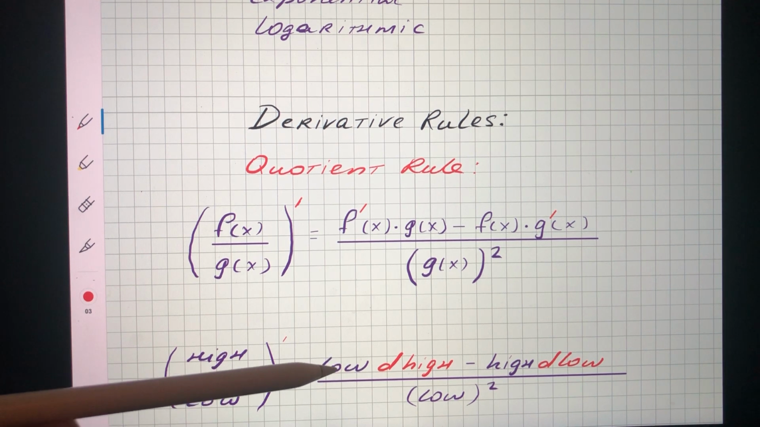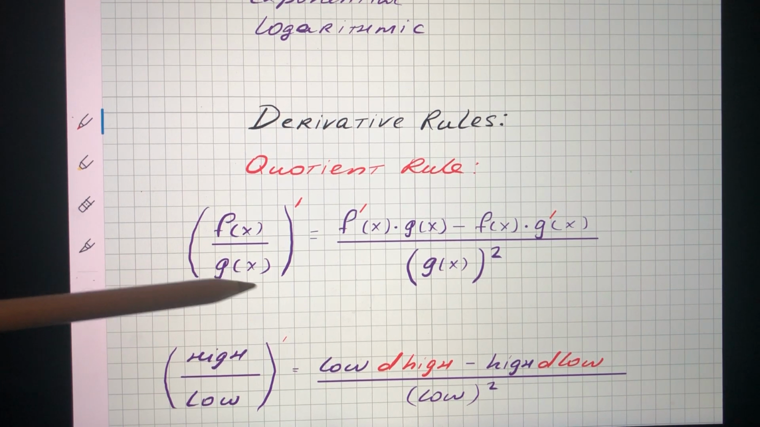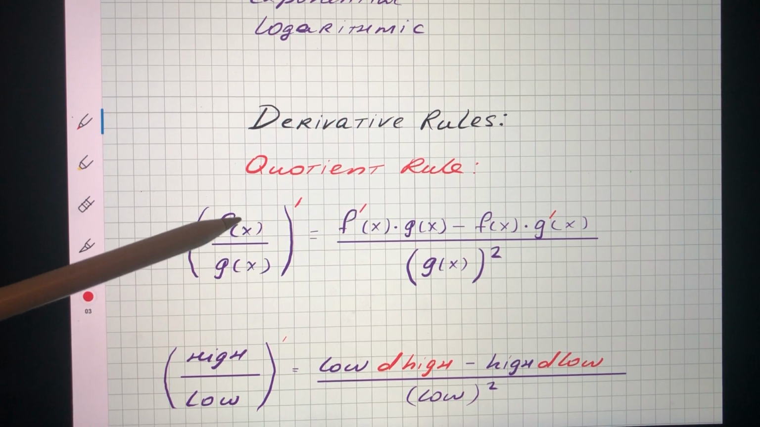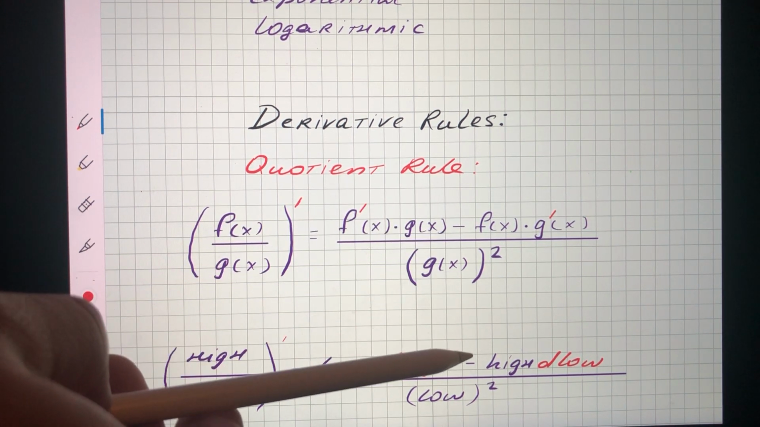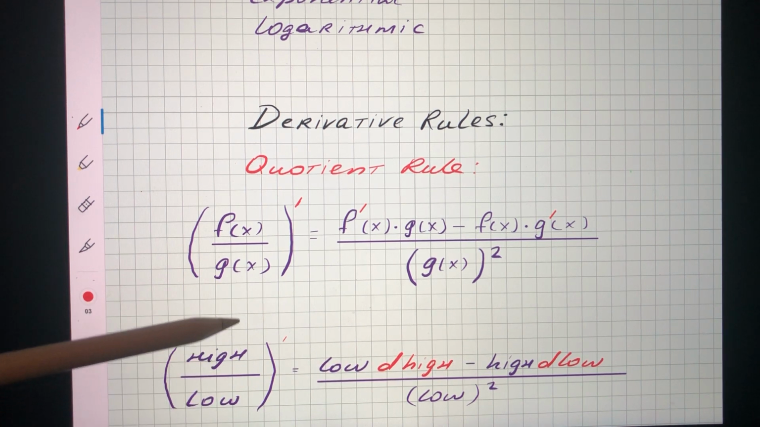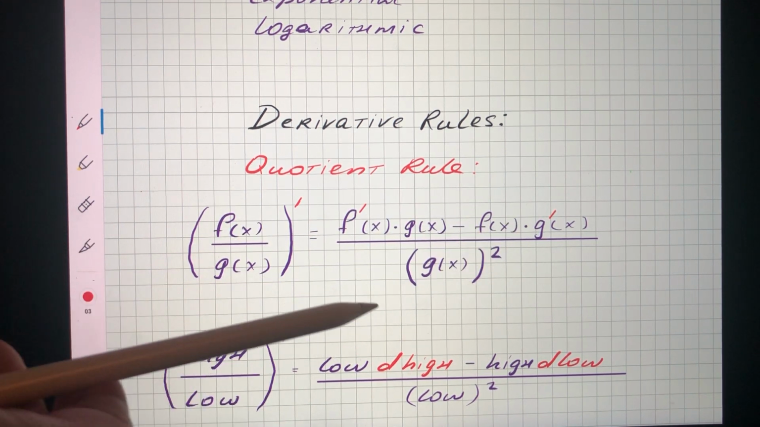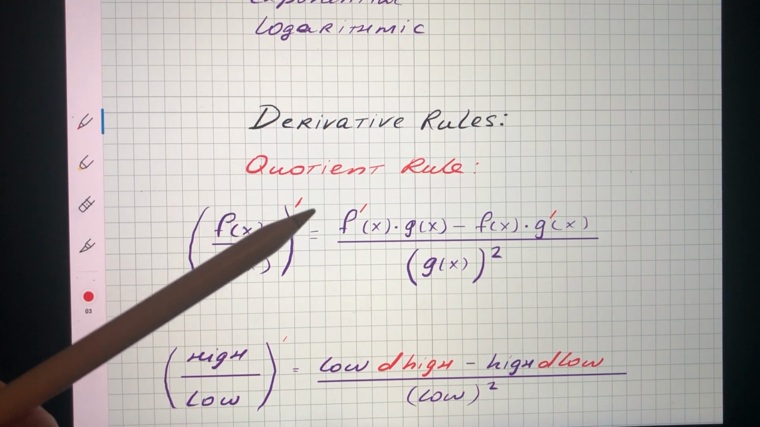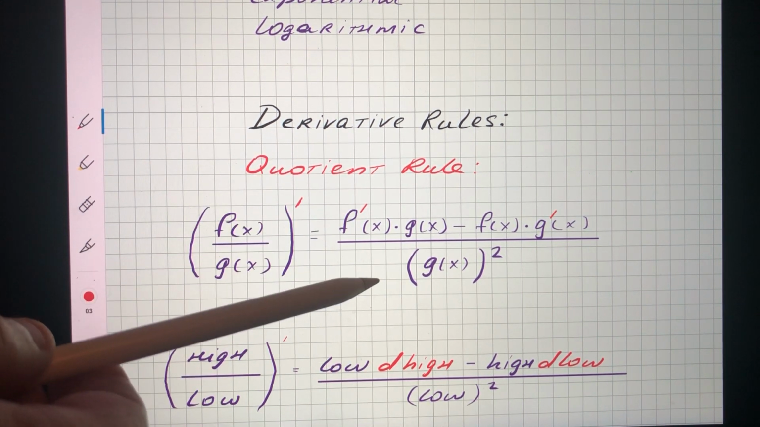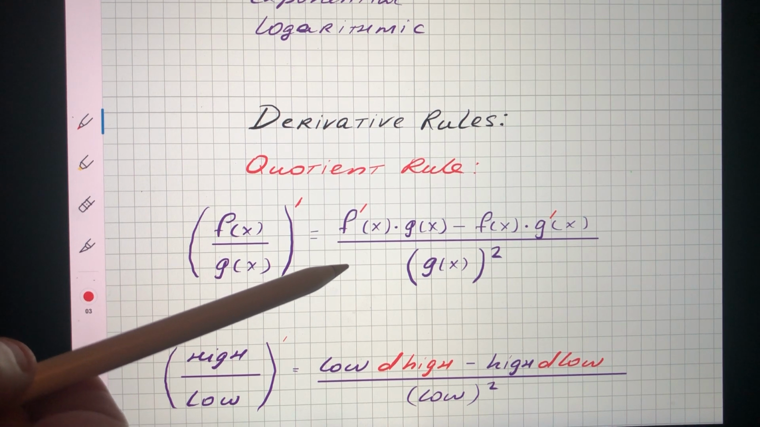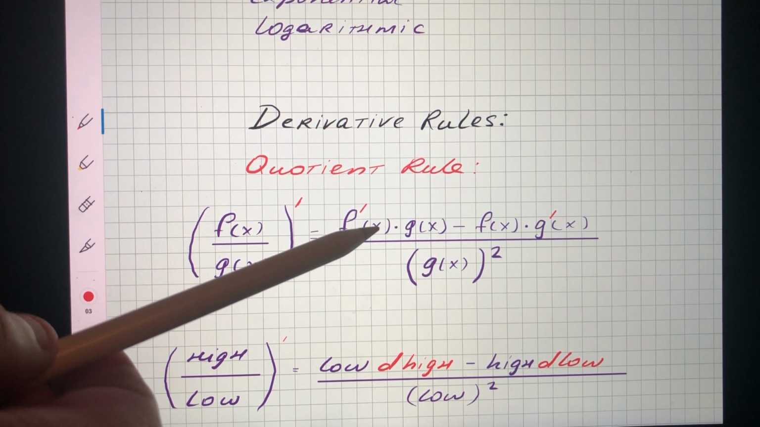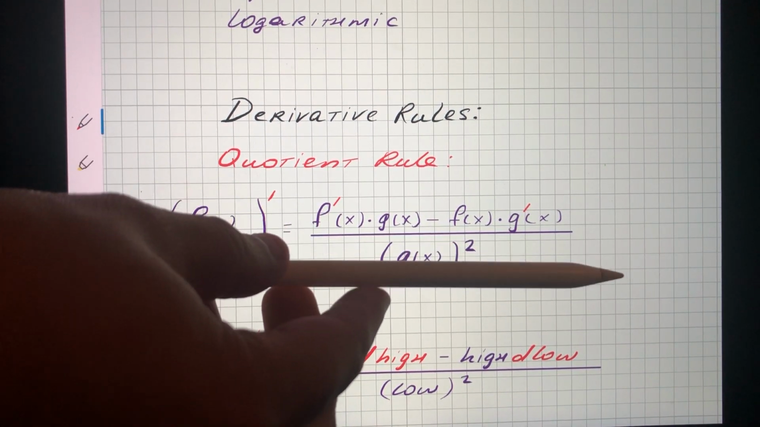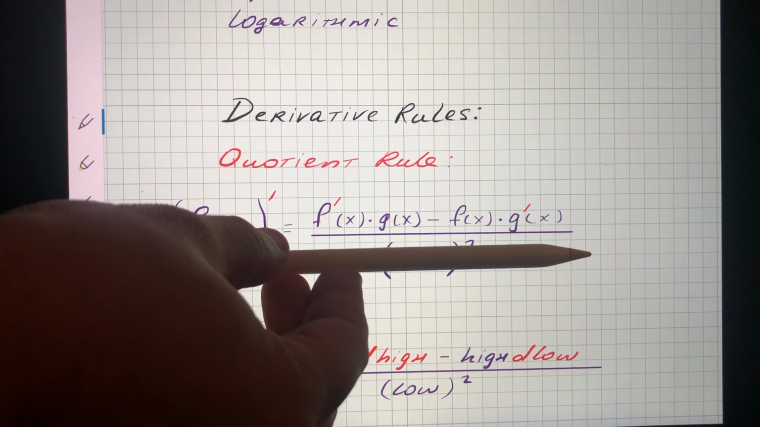And the way it works is low is the bottom function, times the d high, that's the derivative of the high function, the top, minus high, which is the top function, times the derivative of the bottom, that's d low, over the bottom squared. So we can also come up with the same formula using a different technique, and we will do that in a different video.